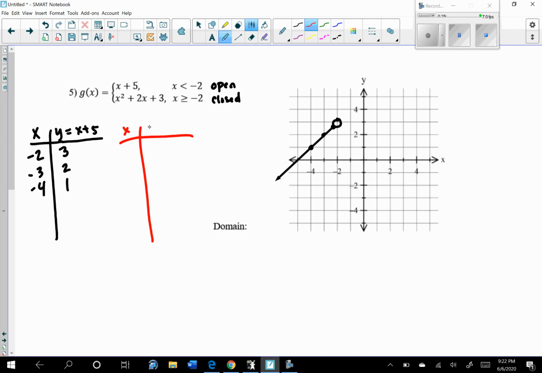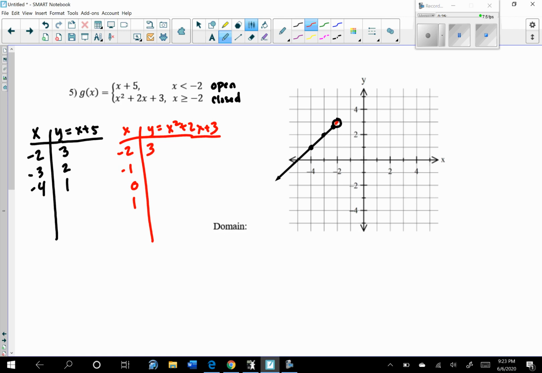So this is x and y equals x squared plus 2x plus 3, which we know is a quadratic equation. Remember, quadratic equations make a parabola shape or a U shape. So for this one, we want x values that are greater than or equal to negative 2. So we start with our domain restriction, negative 2. Values greater than that would be negative 1, 0, 1, and 2. We'll just go ahead and stop there. So if I plug in negative 2 into my equation, negative 2 squared is 4, plus 2 times negative 2 is negative 4, so that cancels itself out, and then we have plus the 3, so 3.